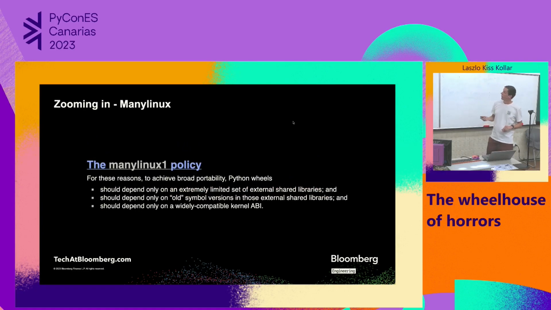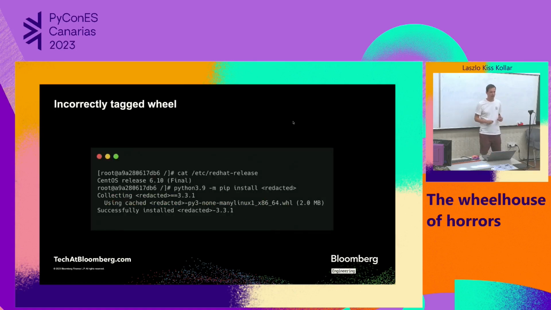What this says is that Python wheels should depend only on old symbol versions in these external shared libraries. Again, let's demonstrate it with an example. So here, we see an incorrectly tagged wheel. Now we learned about the Linux standards, and we're going to see how it can be misused or abused. So in this case, we're running on CentOS 6, and then we install our example with Python 3.9. And indeed, we get a manylinux1 wheel. And as I foreshadowed, it is not the correct Linux tag, as we will see.